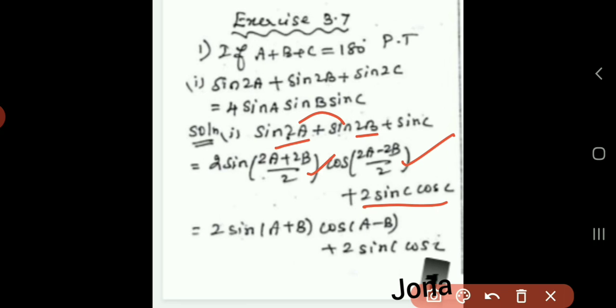And then in this bracket we have to take the 2 as common factor at the numerator. So 2 and 2 will get cancelled, so that we have sin of (a plus b). In the second bracket also we have 2a minus 2b. Take 2 as common factor, so 2 and 2 will get cancelled. The result is cos of (a minus b) plus 2 sin c cos c.